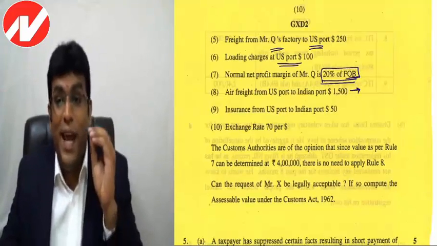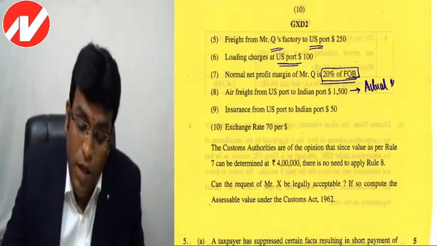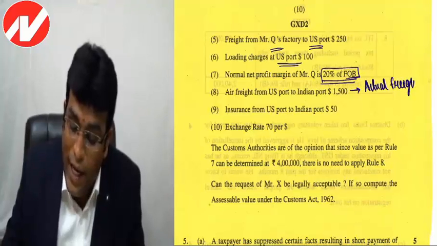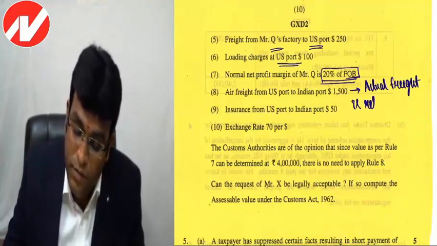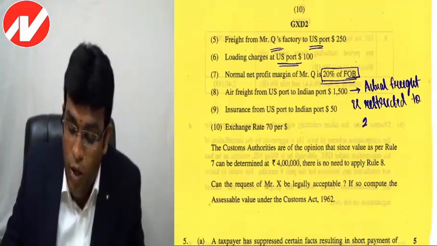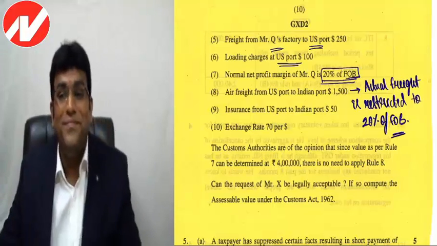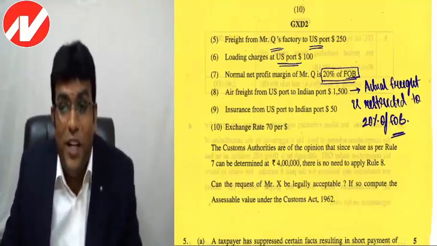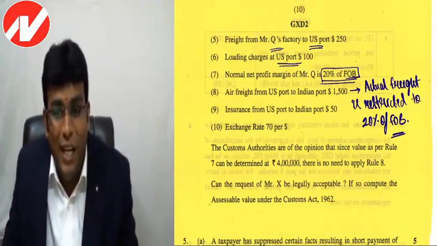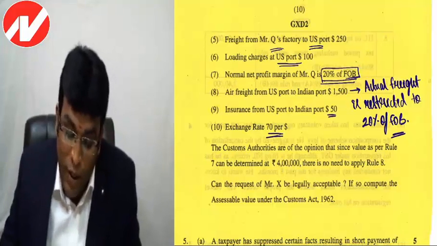So whenever we say air freight, my dear friends, actual freight is restricted to what? 20% of FOB. Exactly. Insurance $50, exchange rate 70 per dollar.